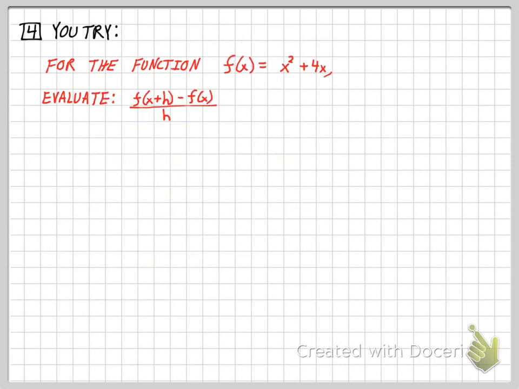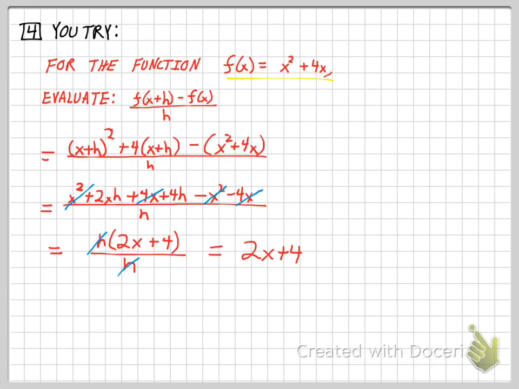Alright, let's finish up with the u-try. Different function this time. We would like you to evaluate the same expression, this time for a different rule. Give this one a try. Alright, so the work here for your answer is as follows. Again, remember you're plugging in x plus h as an input value, and then you've just got a lot of algebraic simplification to do. Final answer was 2x plus 4.